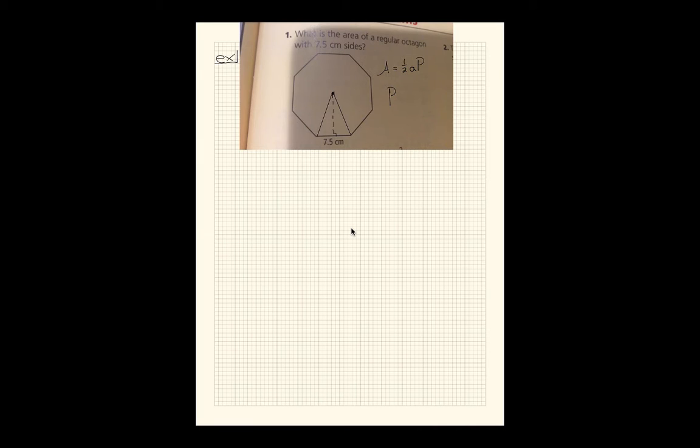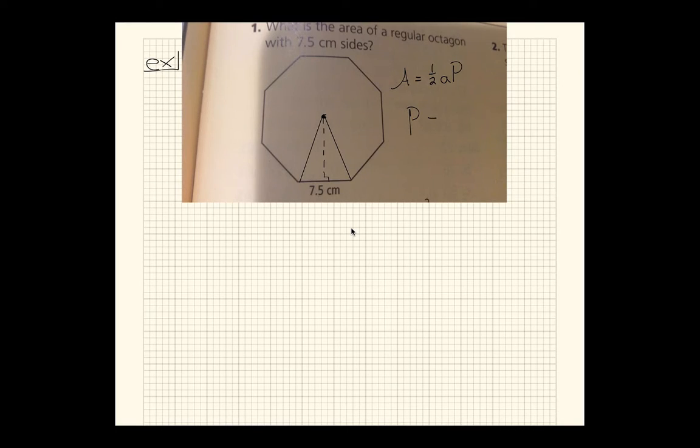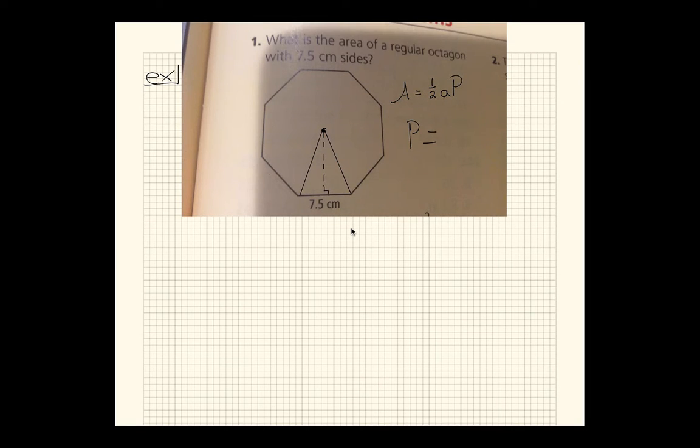Here's my setup of my first problem. So it says, what is the area of a regular octagon with 7.5 centimeter sides? So if you recall, the area for a regular polygon was 1/2 the apothem times the perimeter. All right, and the apothem was the distance here of that triangle. Remember you set it up and there's like 8 triangles in the octagon. Find the area of one of them, multiply that by 8, or you can use this formula here. Will give us the area of the octagon.